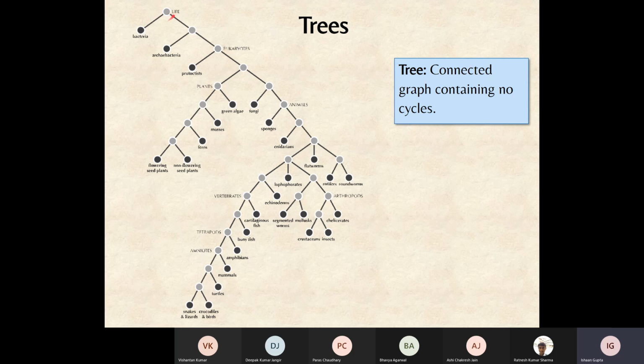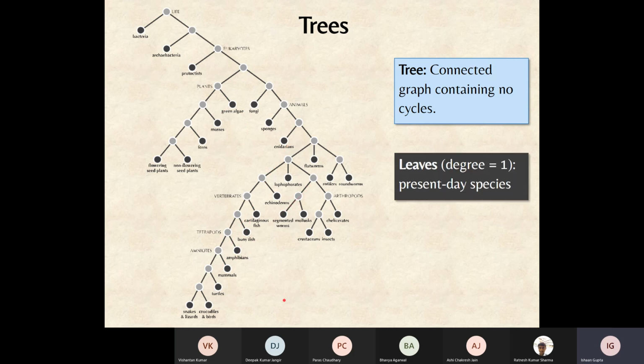So life started from a last common ancestor. This is called LUCA, the last universal common ancestor. And then you had bacteria, you have archaebacteria, you have eukaryotes coming up. Then from eukaryotes you had protists. Then from there you had plants, right? So all of them are organized in this kind of relationship.